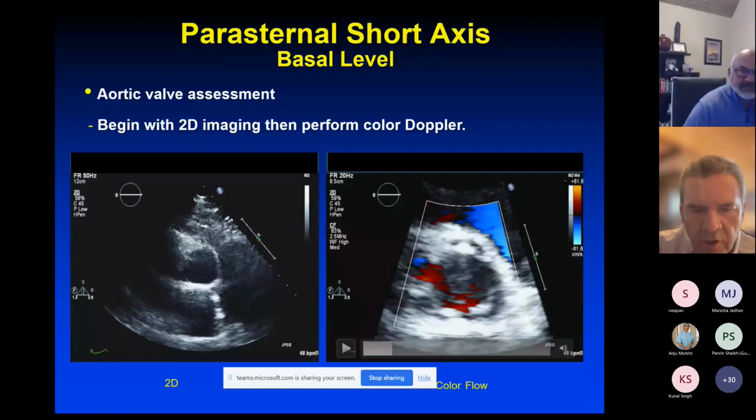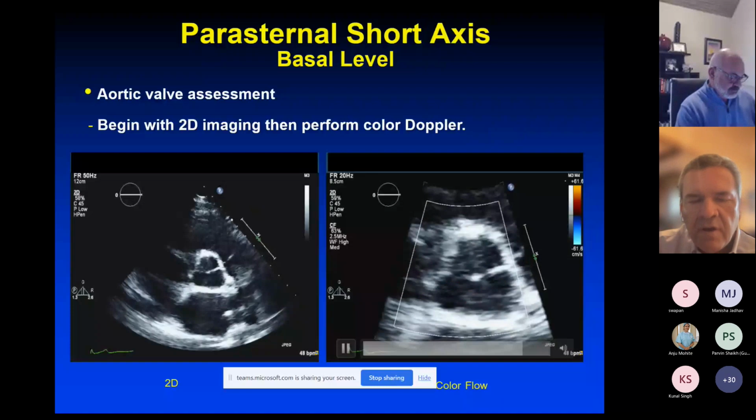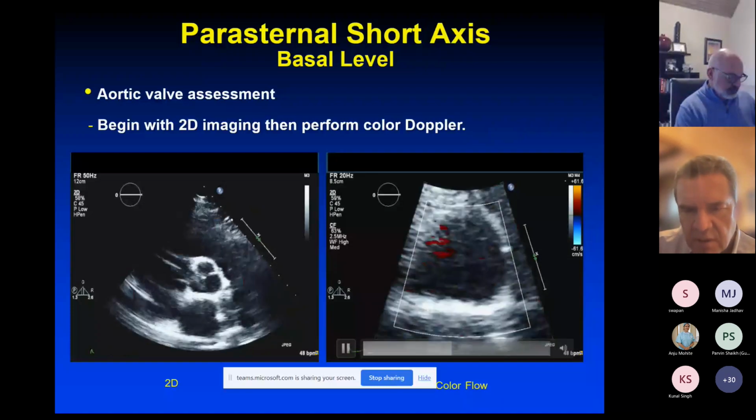And then from the long axis view, please turn to the parasternal short axis view at the basal level, where we can obtain an assessment of the aortic valve, both with 2D imaging as well as color flow Doppler.